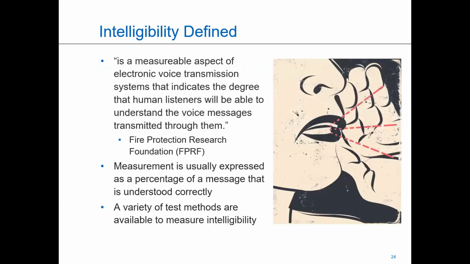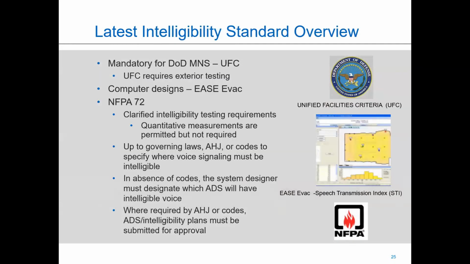This is just a definition of intelligibility, which is different. It's the measurable aspect of the signal, of the voice. It's expressed in a percentage. Its method of testing is completely different. There'll be an example in here. This is the UFC standard that talks about the latest standard when it comes to intelligibility, which has all been used in here.